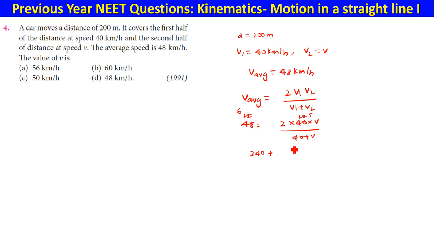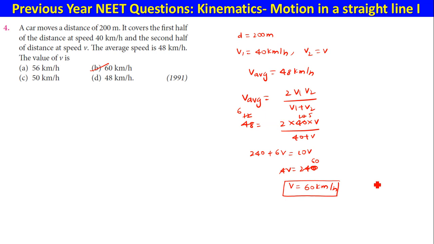240 plus 6v is equal to 10v. 10 minus 6 is 4v. 4v is equal to 240. So 4 times 60 is 240, so velocity v is equal to 60 km per hour. This has to be the velocity of the second half of the distance. So option B should be the correct answer here, isn't it?